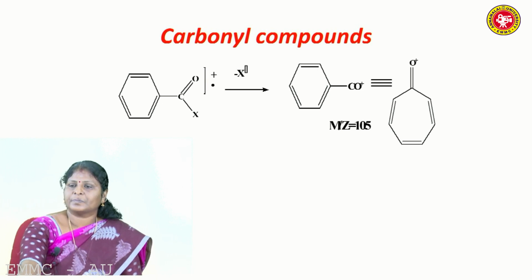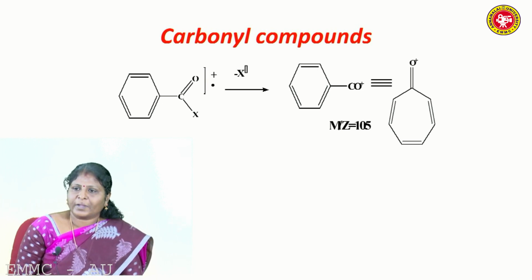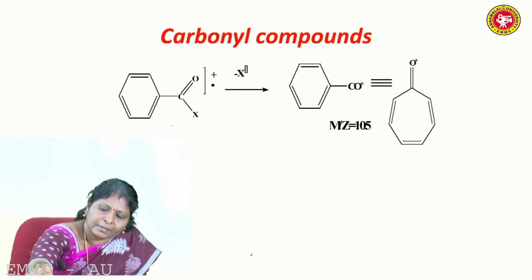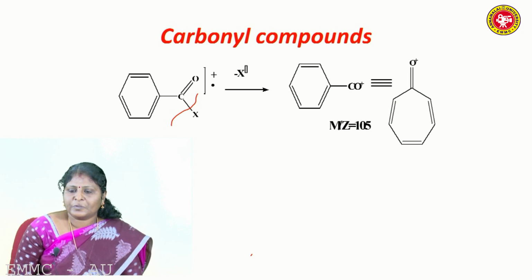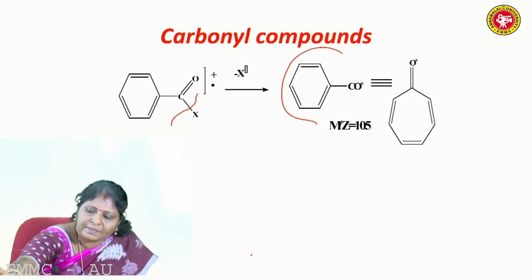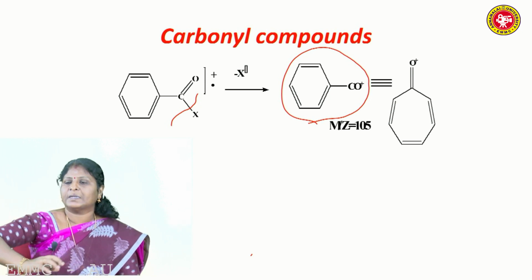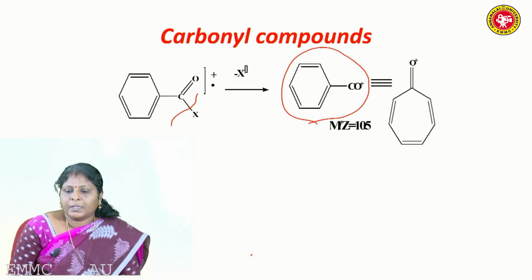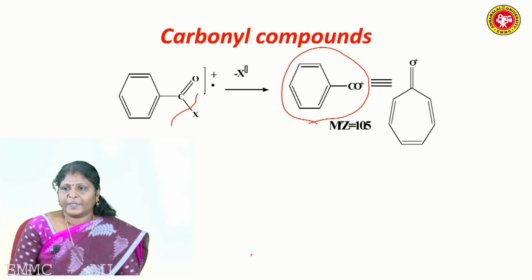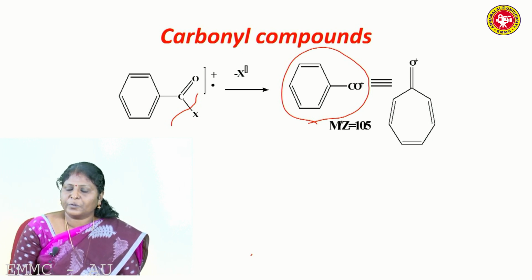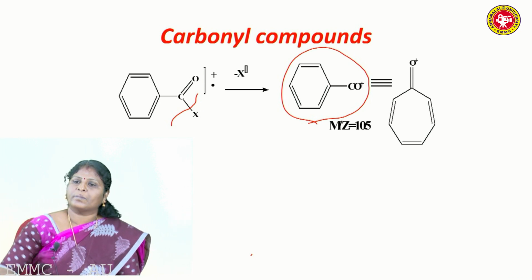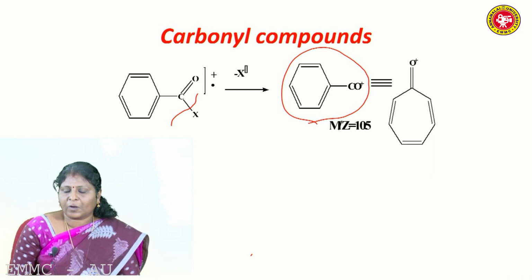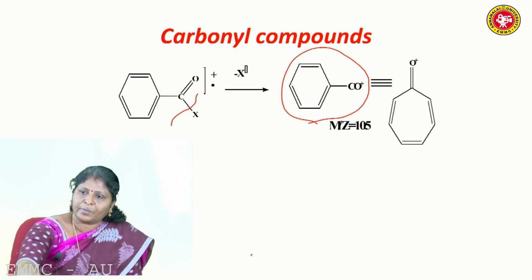Carbonyl compounds. The preferred mode of fragmentation, or the preferred site for fragmentation in carbonyl compounds, is this one. Thereby they produce this moiety, C6H5CO+ at m/z 105. On rearrangement or by means of scrambling, this produces the tropenone moiety, the most stable tropenone moiety. So, where there is a C6H5CO moiety, in all the cases the compound will undergo this type of fragmentation.